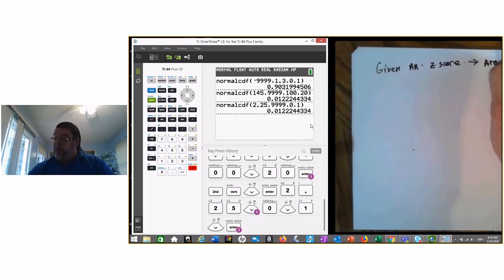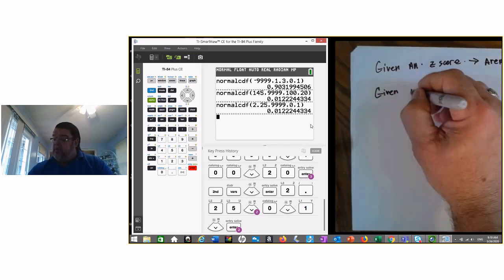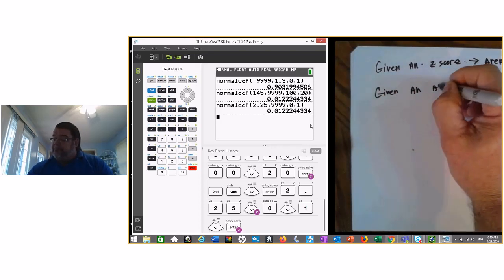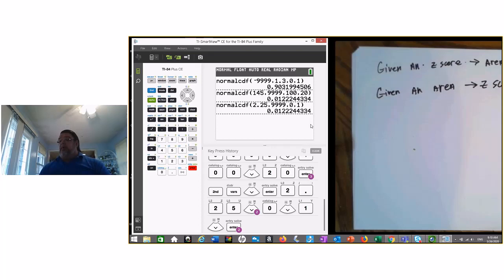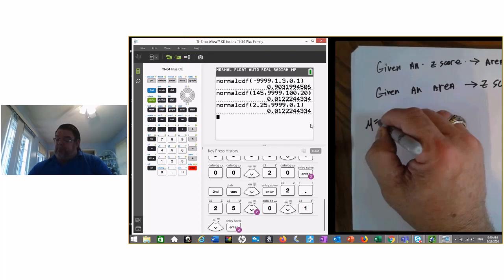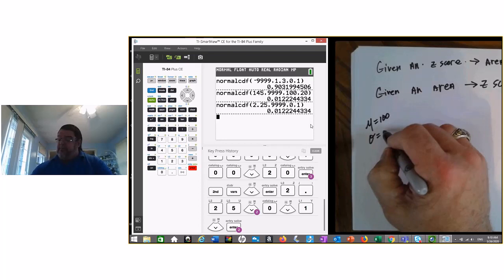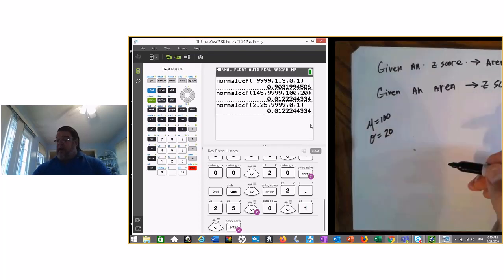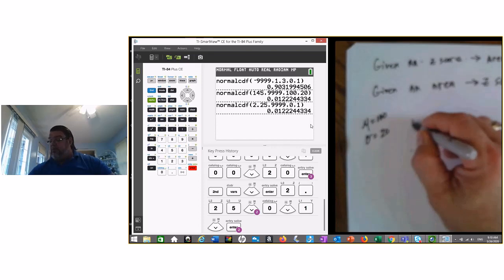So what if we're given an area? Then that means we got to find the z-score. So let's say we got a mean of 100 and a standard deviation of 20. And we want to find the z-score, the test score.